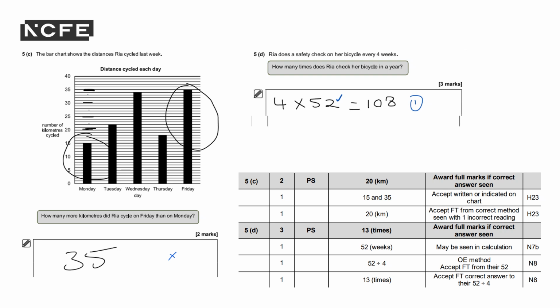And for 5D, we can award 1 mark for the 52 for the number of weeks, but unfortunately they've done the incorrect calculation. So they've done a multiplication rather than a division. So that's the only mark that they can be awarded.